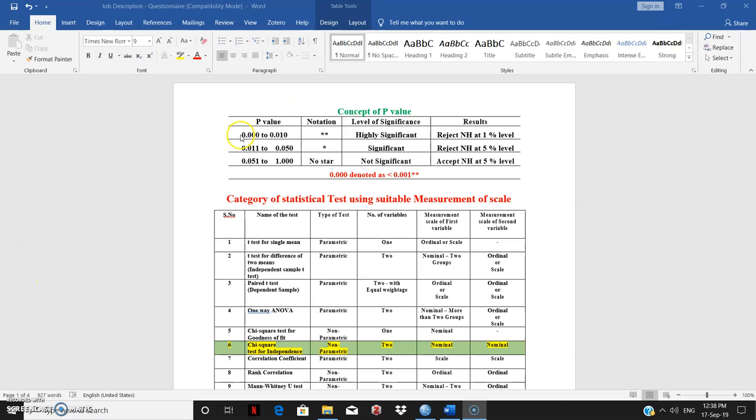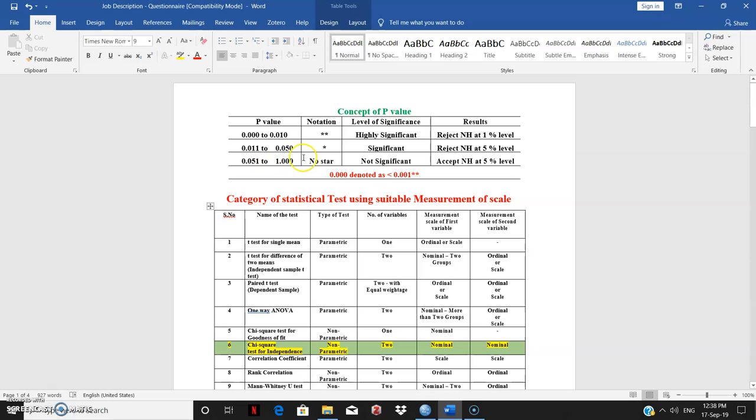We will look at the p-values and see whether the p-value is less than 0.05. If it is less than 0.05, then we say that there is significance. The results are significant. If it is less than 0.01, very good. That means it's highly significant. But if it is more than 0.05, then the problem that we are trying to do does not have a significance.